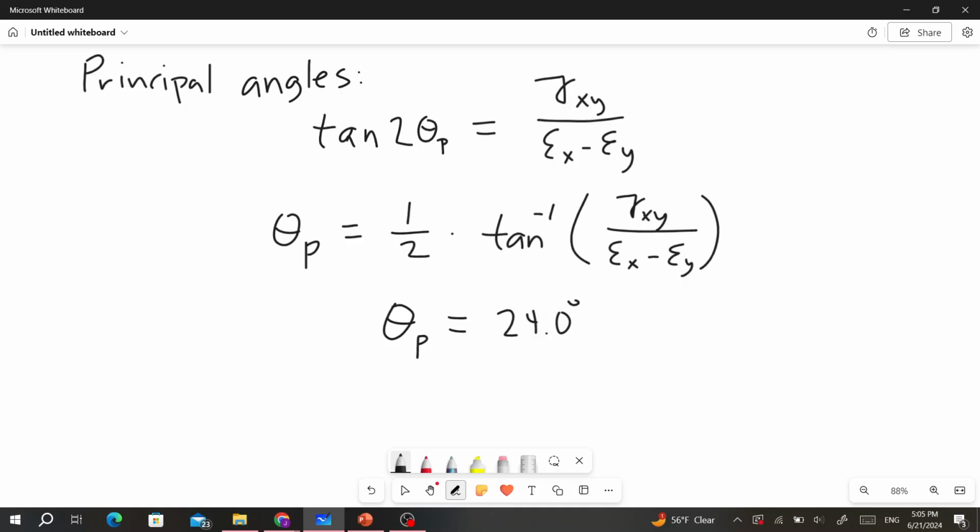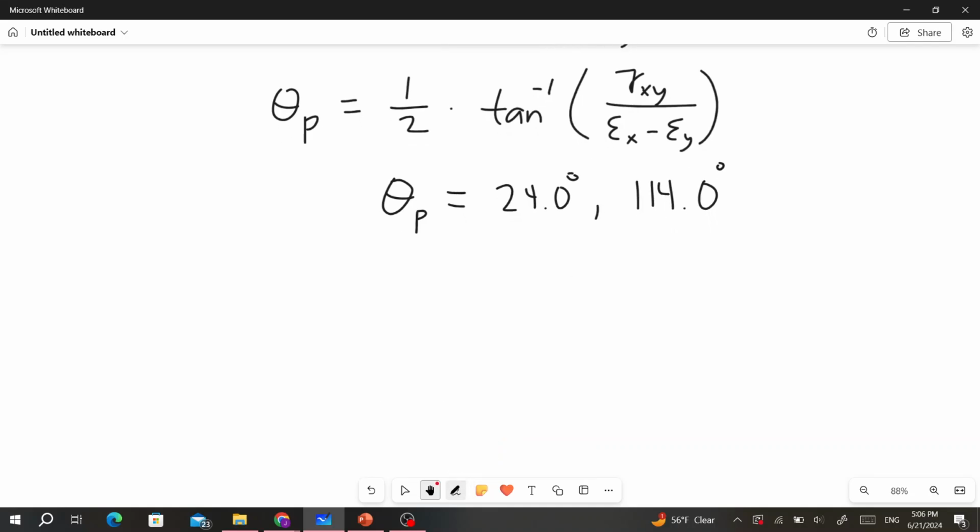But remember, there are 2 angles that satisfy this arctan. So it's either 24 degrees or it's 114 degrees. And notice that just like with the principal stress angles, principal strain angles are going to be separated by 90 degrees. So there's a 90-degree difference between these two principal strain angles. So we want to know which of these corresponds to which of the principal strains. What we'll do is plug one of them into our strain transformation equation and see what number that gives us.